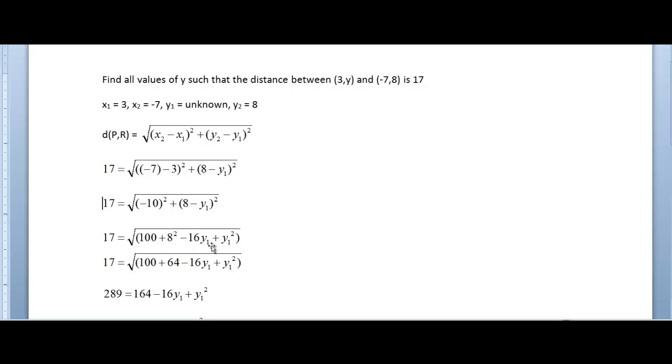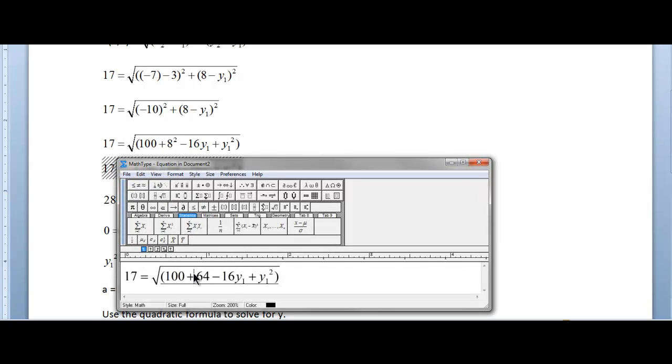8 squared minus 16y plus y squared, and so then that's going to simplify to 100 plus 64 minus 16y plus y squared, and that's going to give us 164 minus 16y plus y squared. So let's just do that real fast. Okay, so there's our value.